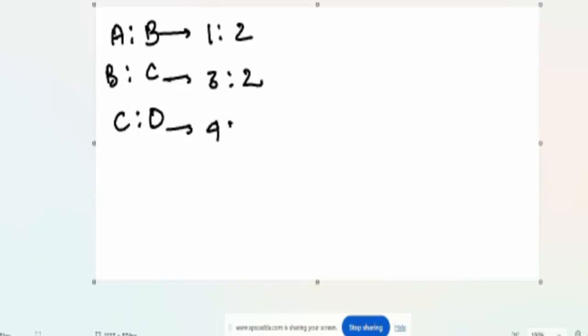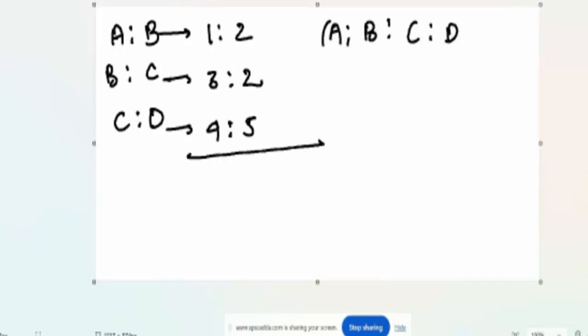3, 2 and let's take 4, 5. See, please focus so that you will be able to understand how I am approaching the question. I have to find out the ratio for A. I know that I have to multiply straight for the first ratio and for the last ratio. So it is very simple: I have to multiply this 4, this 3 and this 1. 4 into 3 into 1. This is the ratio of A.